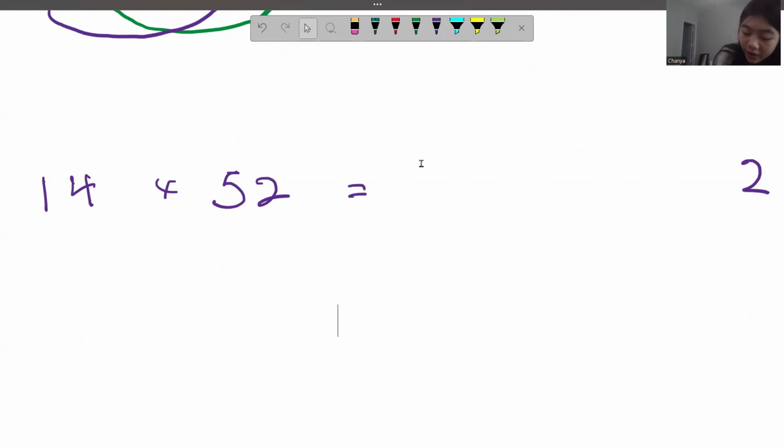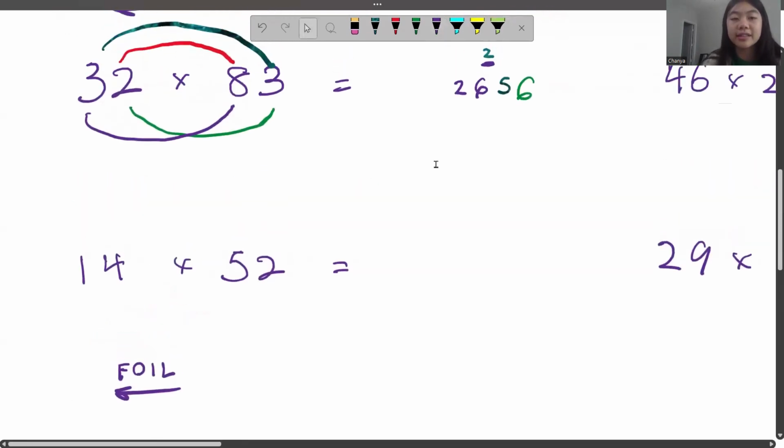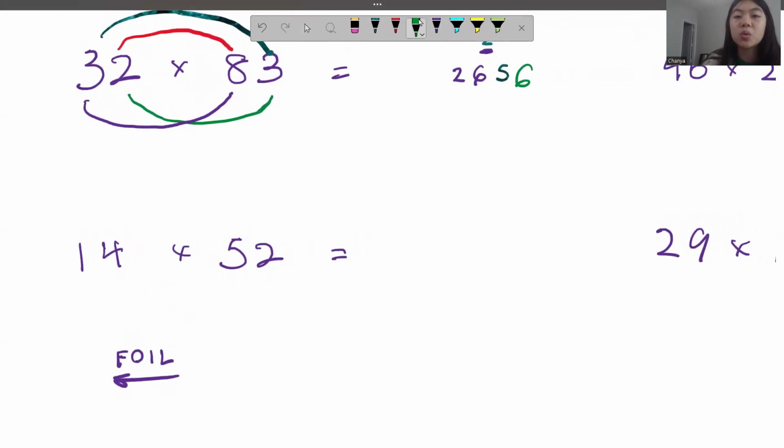So now remembering our acronym FOIL again, and remember, we need to work from back to front. So the first thing you need to do is the last digits. You need to multiply the two last digits, right? So you need to multiply 4 and 2. So what do you get here? You get 8. So you write 8 here. There's no carries, so you don't need to account for that. So that was your L for last.